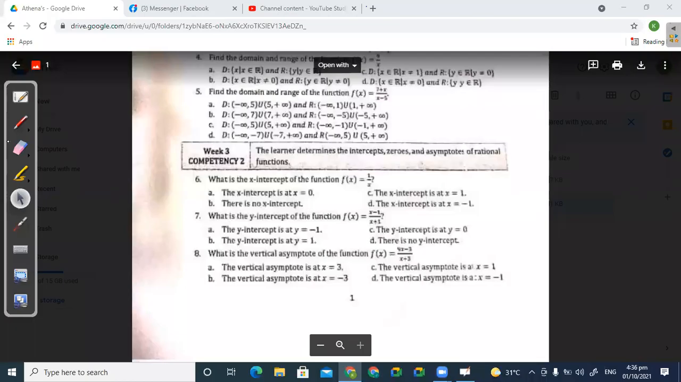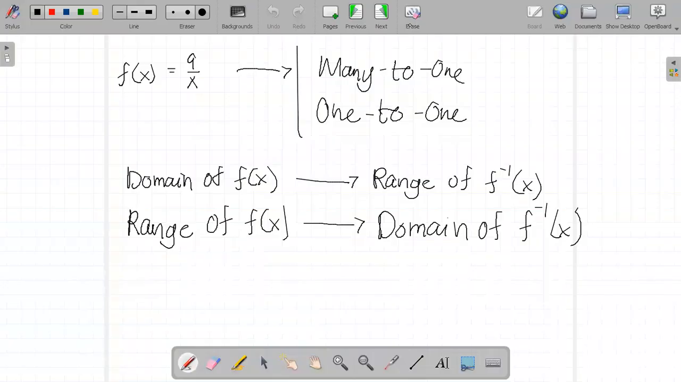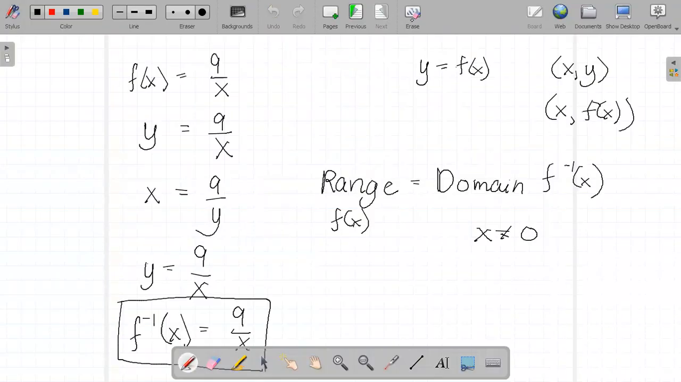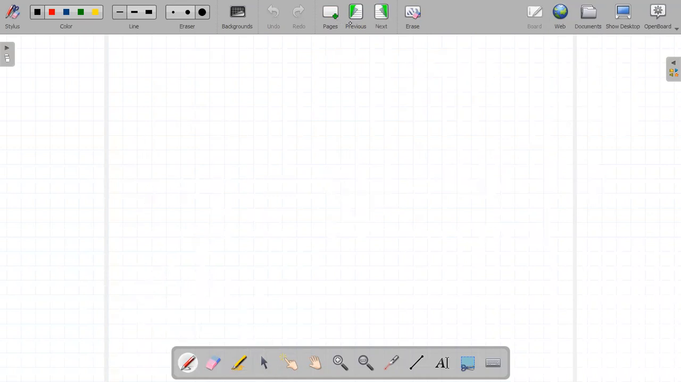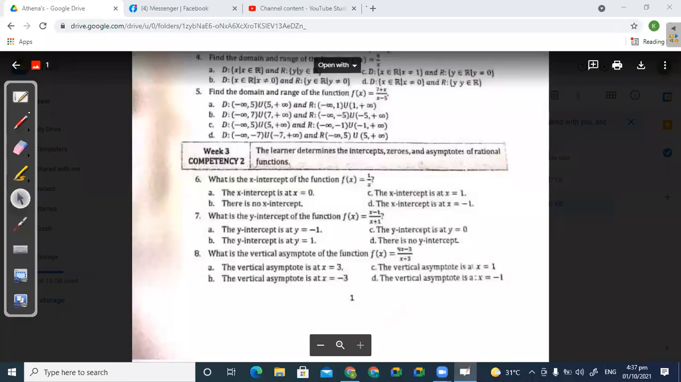Okay, so next, this is all about intercepts and asymptotes. Okay, so what is the x-intercept of the function f of x equals 1 over x? Okay, so f of x equals, and ulit yun, 1 over x.